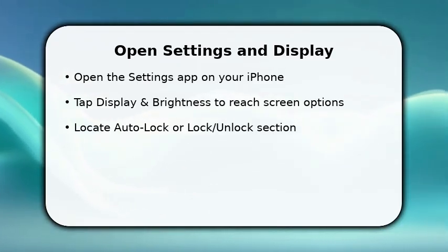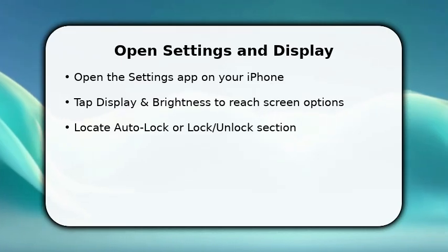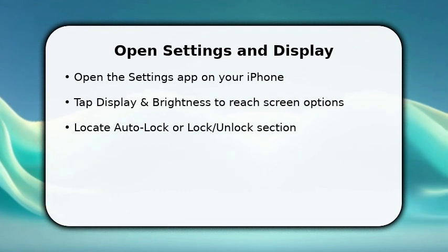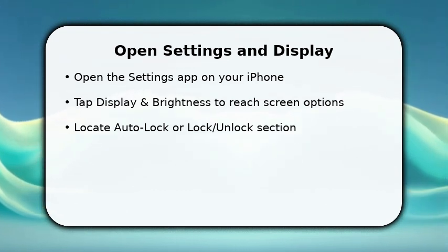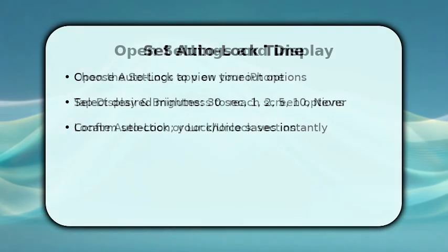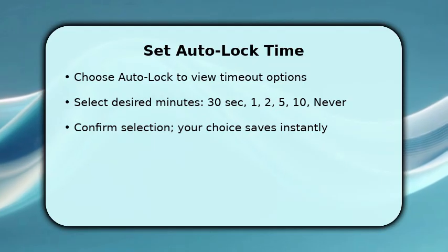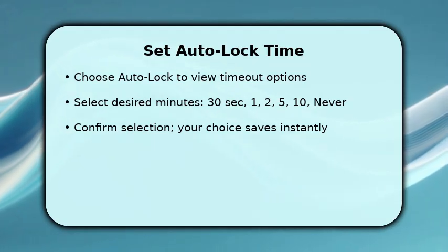Once you land on the right page, pause and confirm battery saver is off because low power mode can override auto lock, and make sure you're ready to change the timeout setting. You now tap auto lock to reveal the list of available timeouts. Pick a value that balances convenience and security. Shorter times save battery and protect privacy.